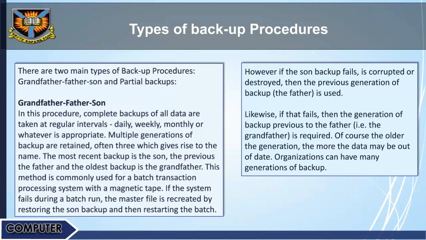If the system fails during a batch run, the master file is recreated by restoring the son backup and then restarting the batch. However, if the son backup fails, is corrupted, or destroyed, then the previous generation of backup, the father, is used. Likewise, if that fails, then the generation of backup previous to the father, that is, the grandfather, is required. Of course, the older the generation, the more the data may be out of date. Organizations can have many generations of backup.